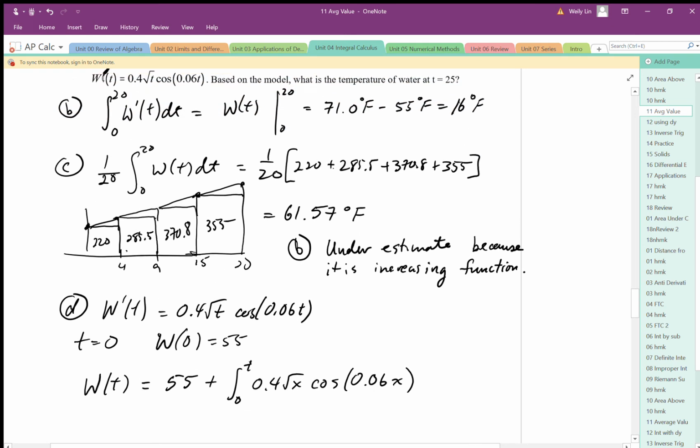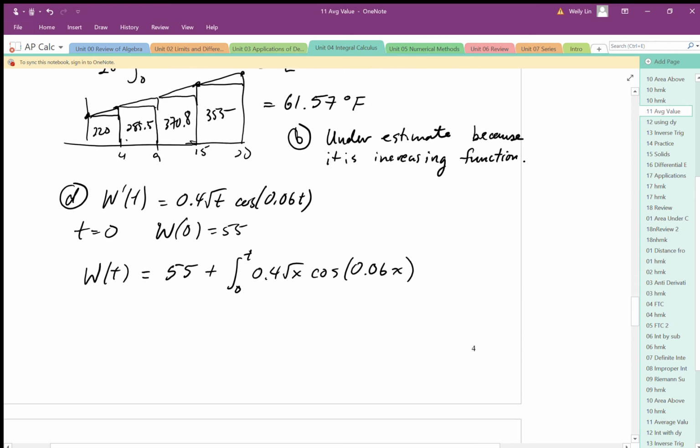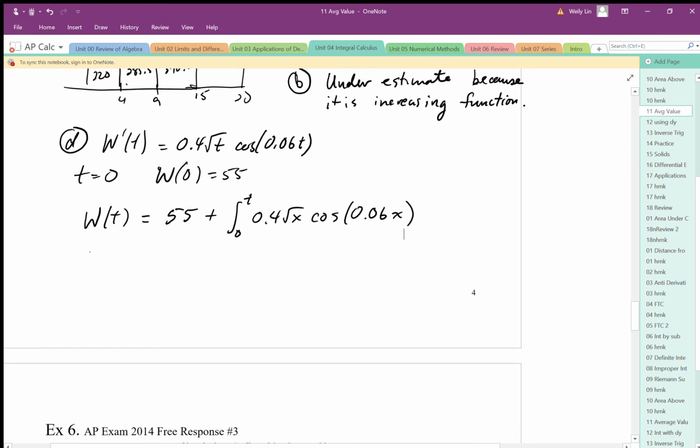Okay, in this case, it asks for T at 25. So W of 25 then looks like this: W of 25 is equal to 55 plus the area underneath this curve from 0 to 25 seconds. Okay, and then what we would have to do is this now becomes a calculator function. We would find the area underneath that curve using an integral function on the calculator. Okay, there's a few of them.